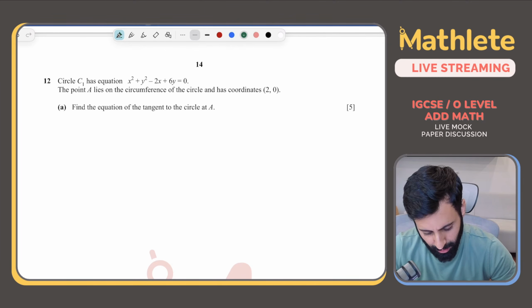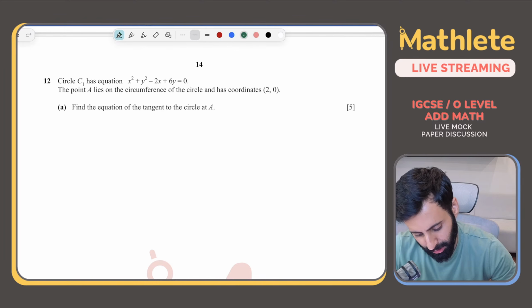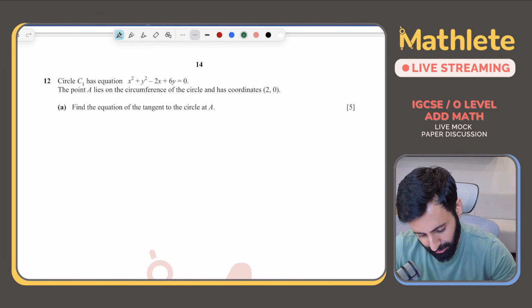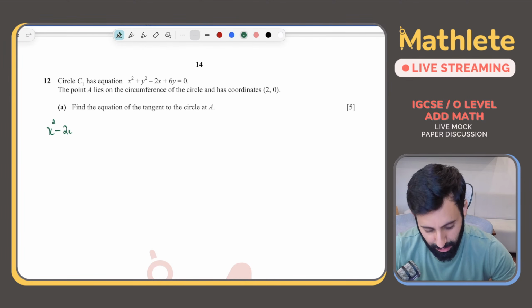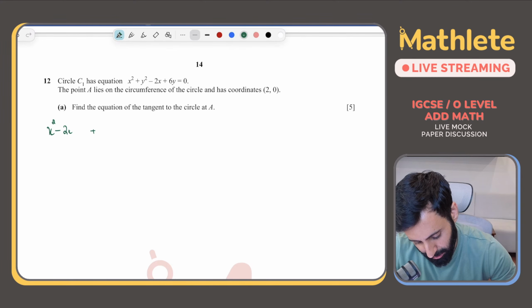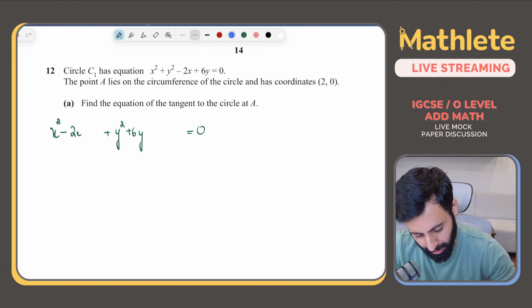Let me see. Circle C1 has equation so and so. The point A lies on the circumference of the circle and has coordinates 2, 0. Find the equation of the tangent to the circle at A. Okay. Now, first of all, let's write the equation of the circle nicely. So we have x square minus 2x. Let's leave a little bit of space. Then plus y square plus 6y. And then let's leave a bit of space and then write equals to 0, so that we can bring it in completed square form.